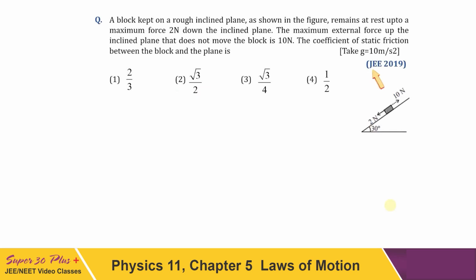Again, this is from JEE 2019. A block kept on a rough inclined plane, as it is shown here, remains at rest up to a maximum force 2 Newton down the incline. The maximum external force up the inclined plane that does not move the block is 10 Newton. Both cases are given there. When external force is 2 Newton down the incline, then it remains at rest. And also if upward force is 10 Newton up the incline, then also it is not moving. So we have to calculate coefficient of static friction between the block and the plane. Both the cases we have to solve separately.